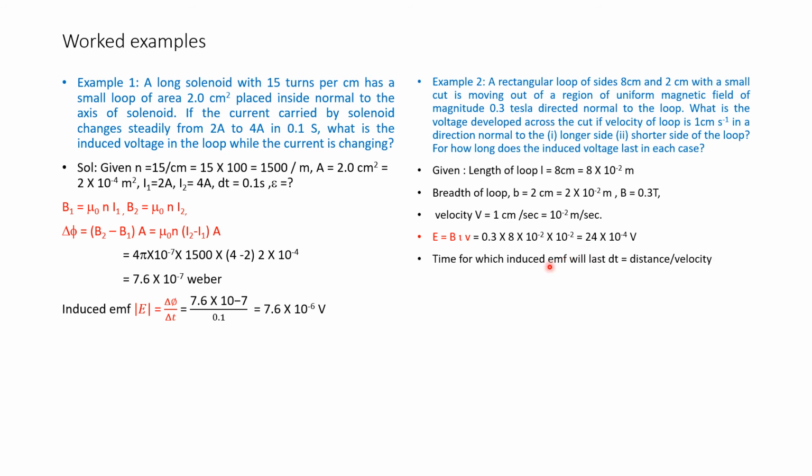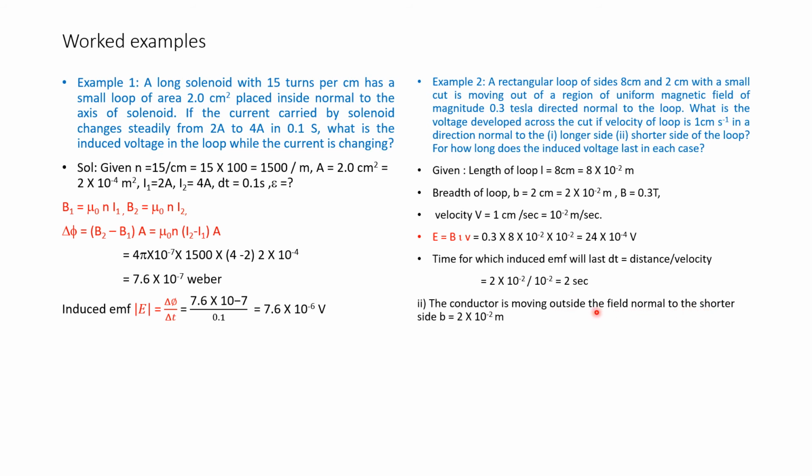The time for which the induced EMF will last is dt, which is equal to distance over velocity. Therefore, that is equal to distance, 2 into 10 to the power of minus 2, divided by velocity, 10 to the power of minus 2, that is equal to 2 seconds. The conductor is then moving outside the field, normal to the shorter side.